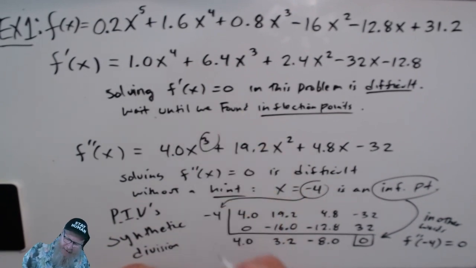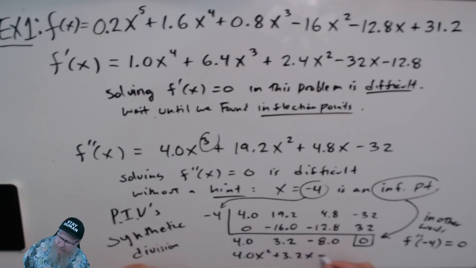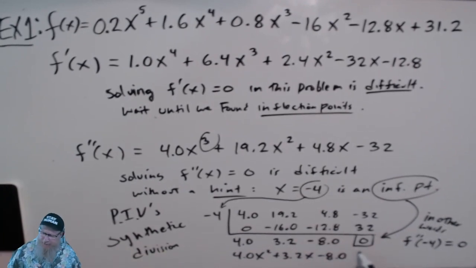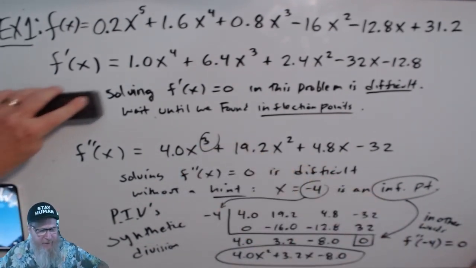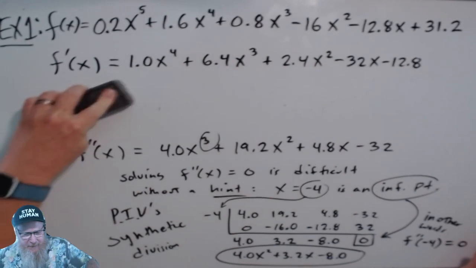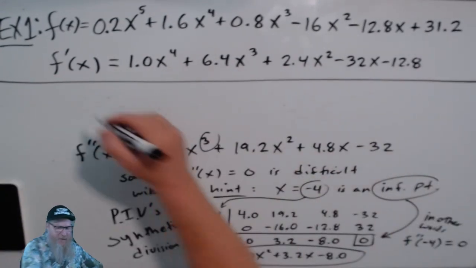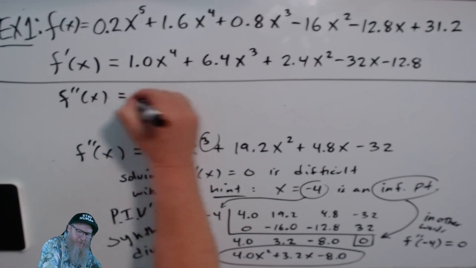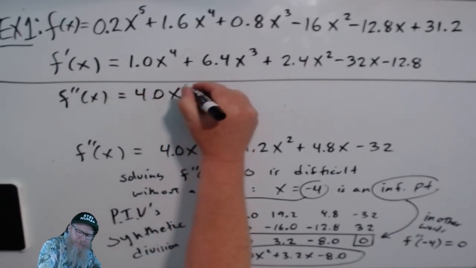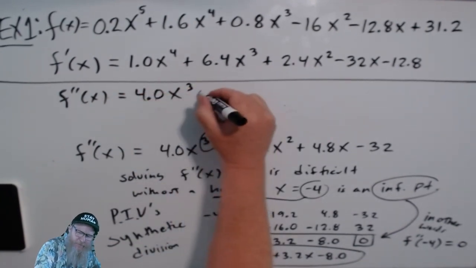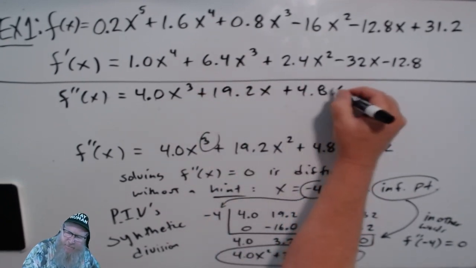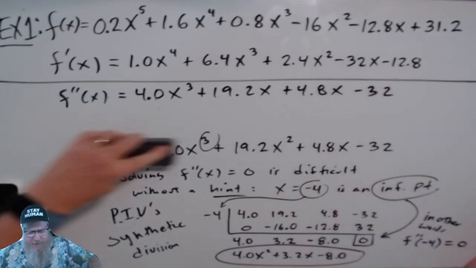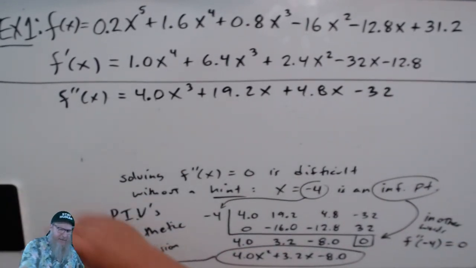It reduces the power, so I get 4.0x squared plus 3.2x minus 8.0. So this is the simplified version of the derivative. So let me just copy this thing down up here. Just copying it down. And then now I'm going to take this and bring it up here.